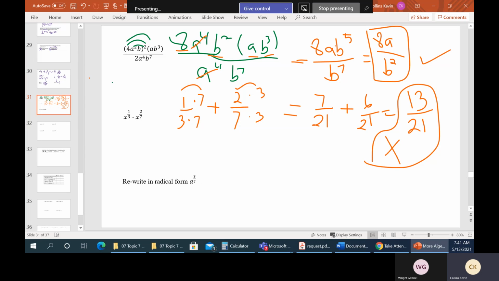All right, so next one says write in radical form. So that means with a square root sign. So the a goes here. The number on the bottom goes out front. So it's 7, and the other number goes inside. So that's our guy. So the bottom number goes up front, the top number goes in with the variable underneath the square root sign. And that's it. It's really that easy.